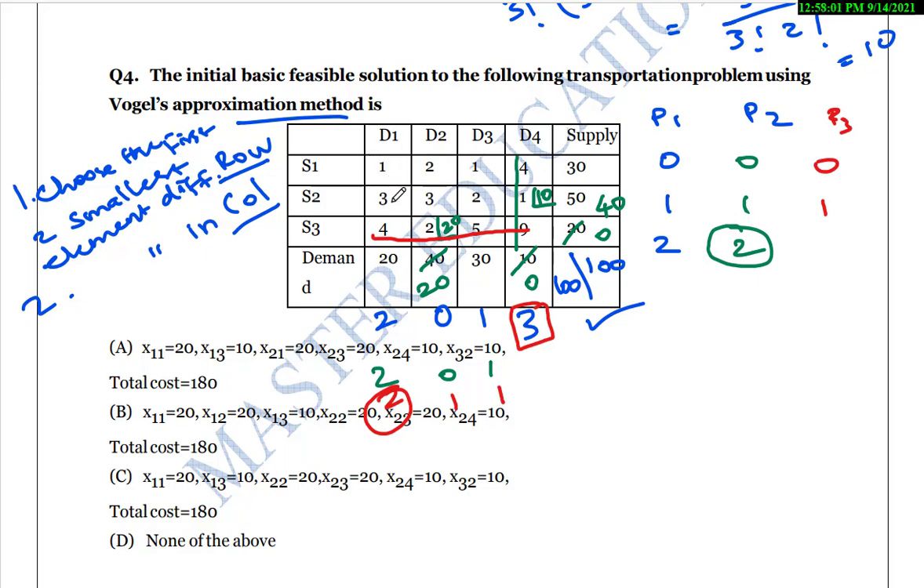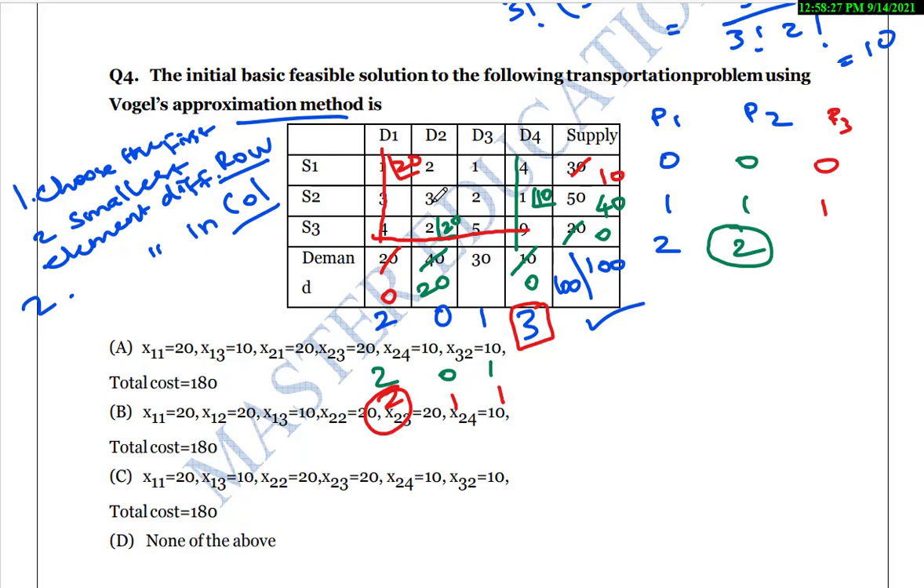So I am allocating the demand here, 20. So make it 0 and this make it 10. So 30 minus 20, that is equal to 10. Okay, so this column became 0, so just strike out this column, and now we go to the same thing.